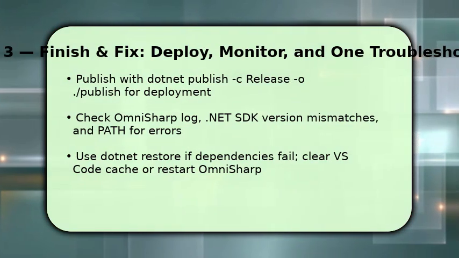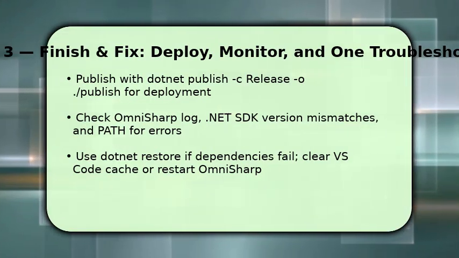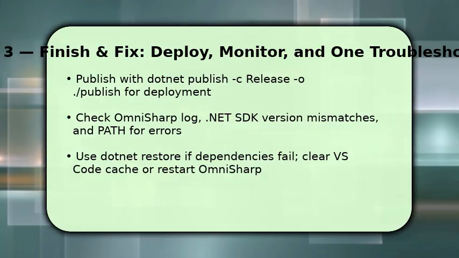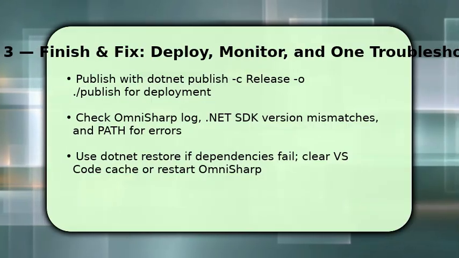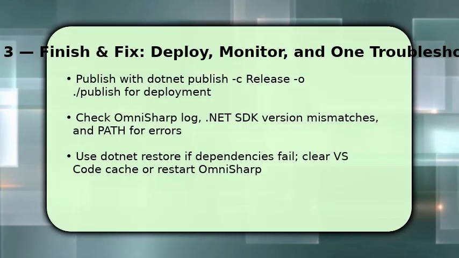Finally, you package and resolve issues. Publish with dotnet publish -c Release -o ./publish when ready for deployment and verify the output runs on the target. If something goes wrong, check the OmniSharp and integrated terminal logs for SDK version mismatches or path problems, because those are common blockers.